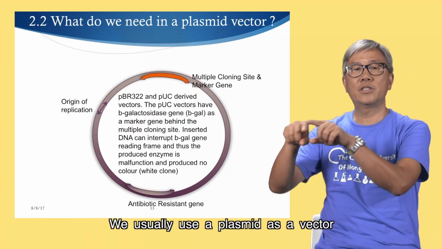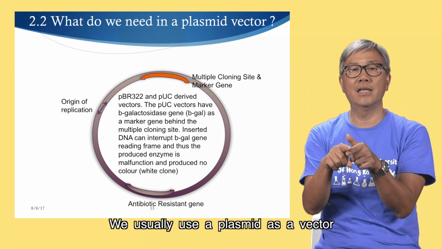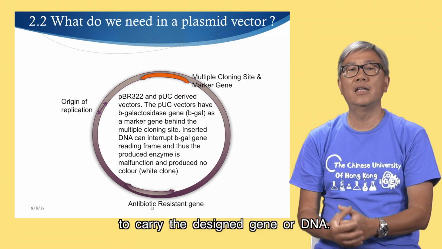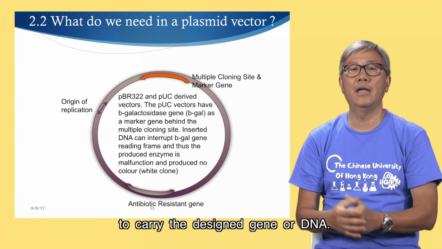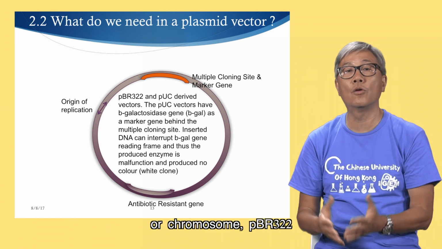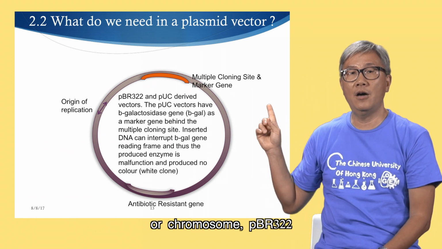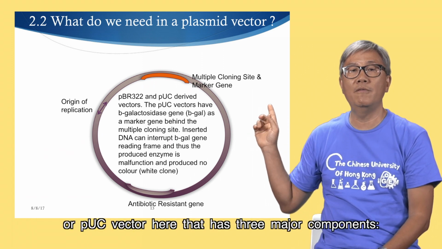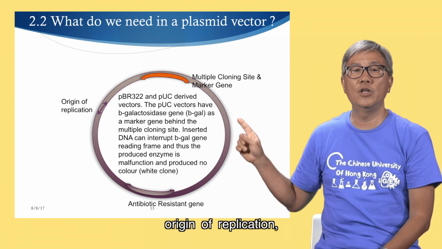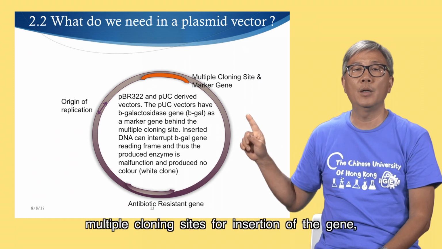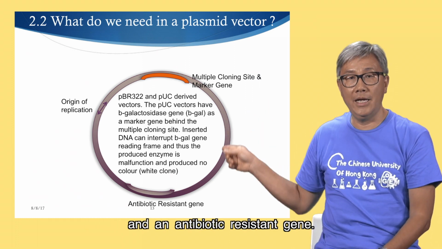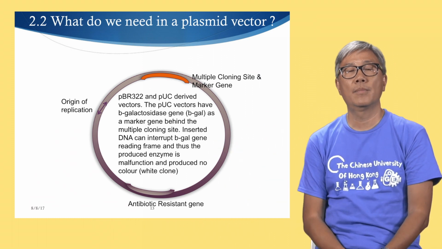We usually use a plasmid as a vector to carry the designed gene or DNA. A plasmid is circular DNA outside the genomic DNA or chromosome. The pBR322 or pUC vector here has 3 major components: a region of replication, multiple cloning sites for insertion of the gene, and an antibiotic resistance gene.